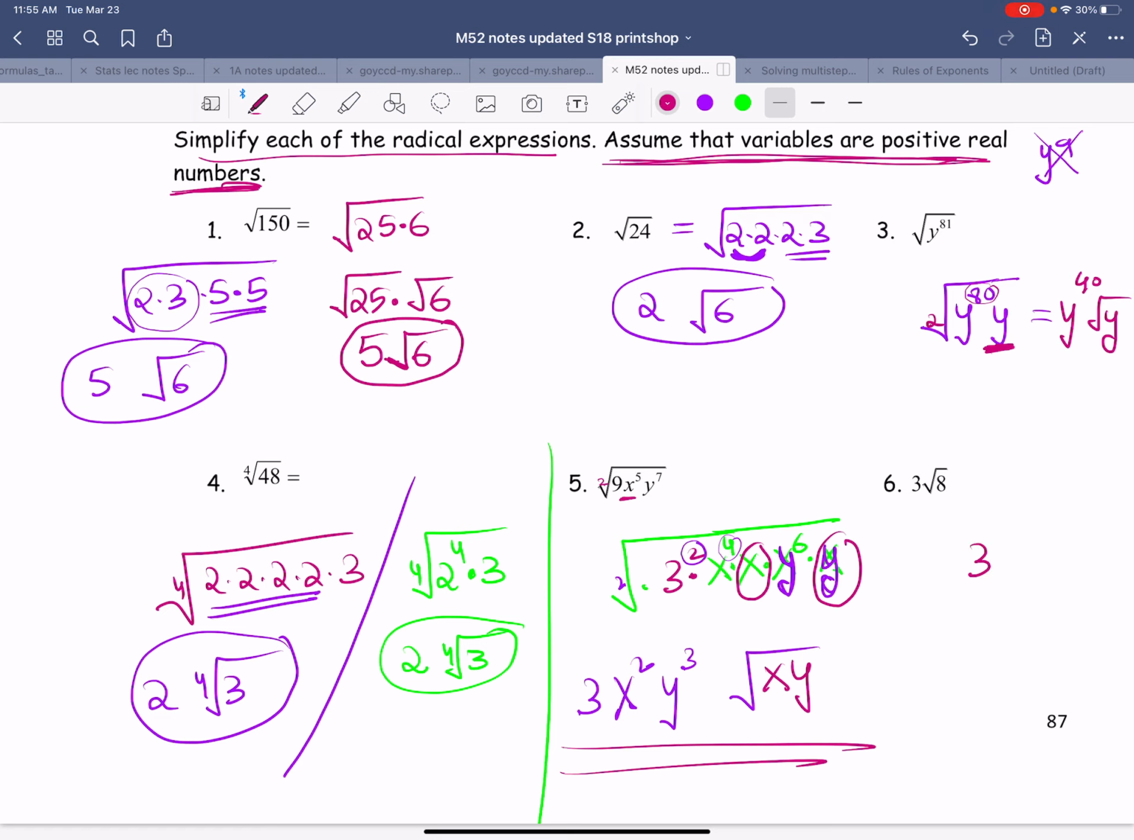3 root 8. Let's go ahead and break 8. 8 is 2 to the 2nd power times 2. Or you can say 2 times 2 times 2. And we can see for these 2 2's inside, 1 2 will come outside. The 2 that comes outside will multiply with the 3 outside in the front already. 3 is the coefficient here. 3 times 2 is 6. Root 2 is what we are left with. That's the simplified form of this radical.